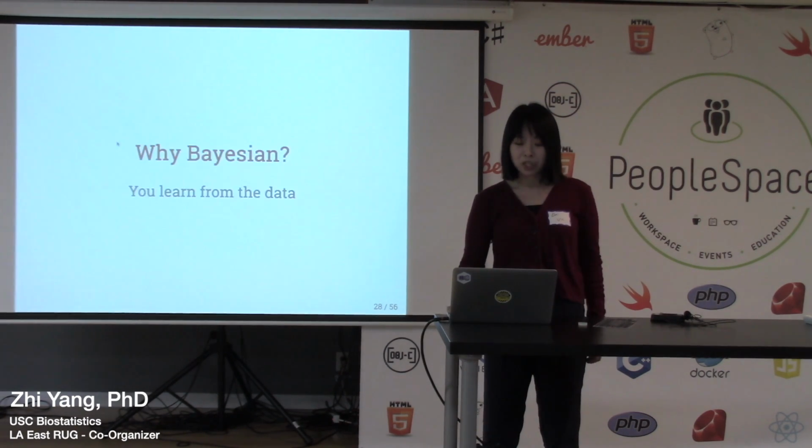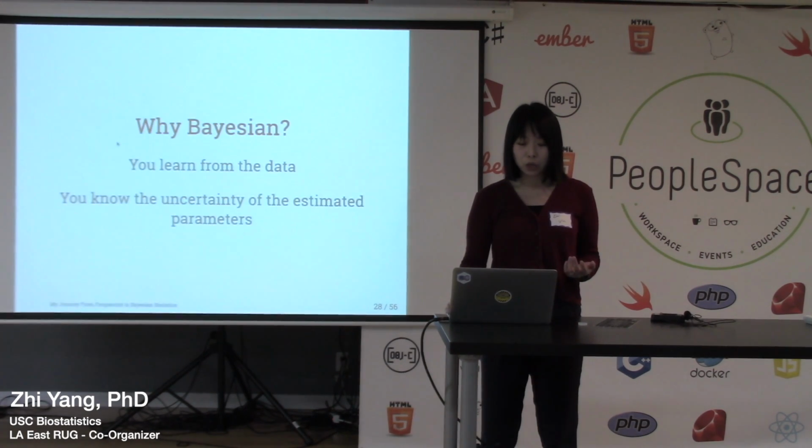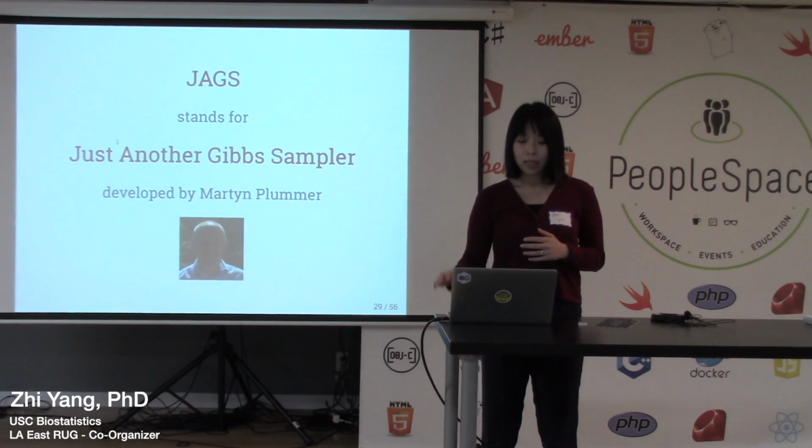So why Bayesian? Of course, you learn from the data. Some people say it's your personal belief or not. And then you also know the uncertainty of the estimated parameters. If you start to use Bayesian, you don't assume the parameters are fixed anymore. You actually get to see how the distribution of the parameters changes when you collect more data.